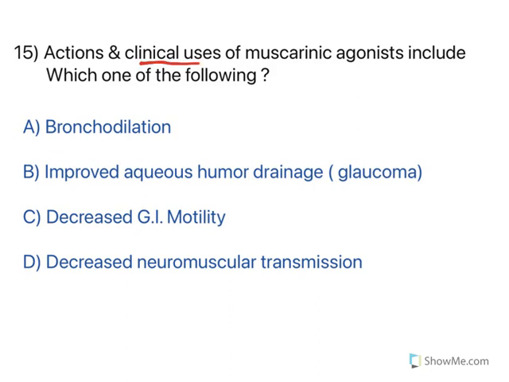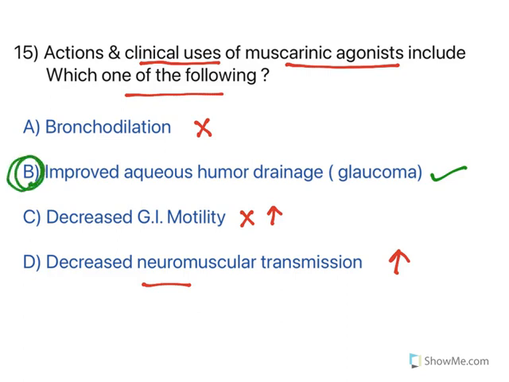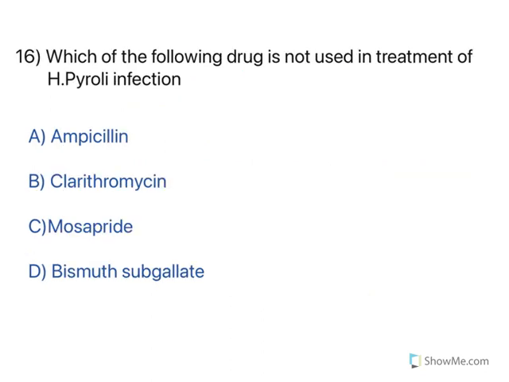Now, actions and clinical uses of muscarinic agonist include which of the following? Bronchodilation? No. Muscarinic agonist will cause bronchoconstriction. Improved aqueous humor drainage? Yes. That is the reason why some of them are also used to treat glaucoma, especially pilocarpine. Decreased GI motility? No, it increases GI motility. Decreased neuromuscular transmission? No, it increases neuromuscular transmission. So the only option left over is improved aqueous humor drainage, which is used to treat glaucoma.